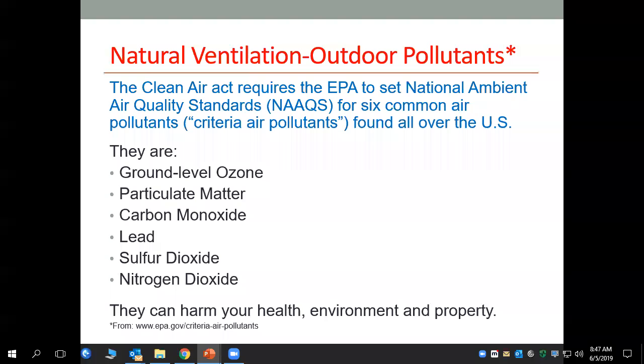This slide I found interesting just in doing some reading about natural ventilation and outdoor pollutants, talking about the Clean Air Act requiring the EPA to set National Ambient Air Quality Standards, NAAQS, for 6 common air pollutants. There's a lot of other pollutants out there. These are the ones they chose, and this is really for information. Ground level ozone, particulate matter, which comes in different sizes, PM 2.5 being what you see in kitchens, carbon monoxide, lead, sulfur dioxide, and nitrogen dioxide. And this is a direct quote: they can harm your health, environment, and property. That's off the EPA criteria air pollutants website.